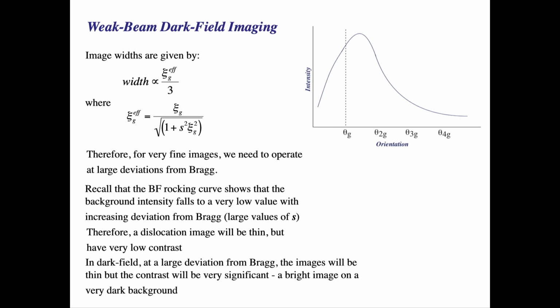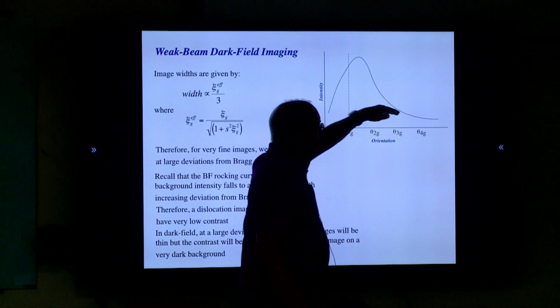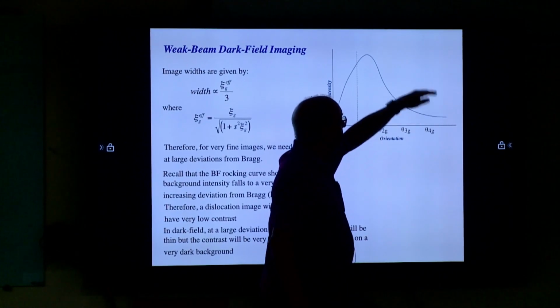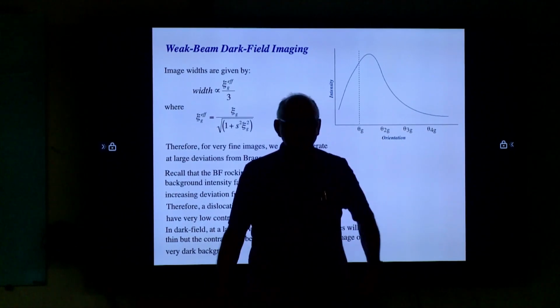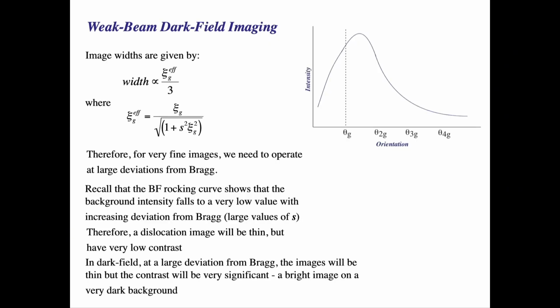So in dark field, at large deviations from Bragg, the images will be thin, but the contrast will be very significant. So if you're in dark field, you have a bright image on a very dark background. If our background is very dark at this large deviation, then any diffraction from the dislocation will give rise to a bright image in dark field.